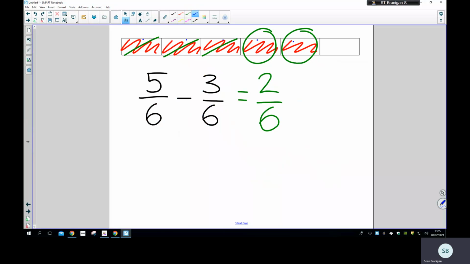And I know that 2 and 6 are multiples of 2. They are in the 2 times table, so I can divide them both by 2. 2 divided by 2 is 1, and 6 divided by 2 is 3. I can check that using the inverse. 3 times 2 is 6, and 1 times 2 is 2.